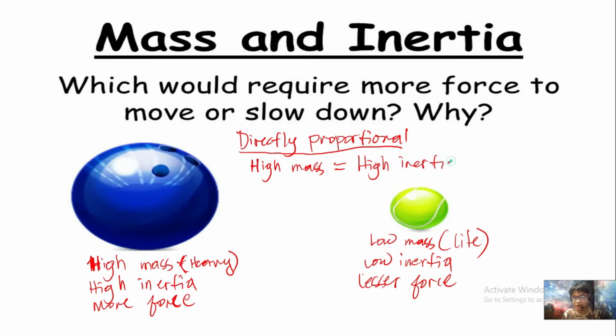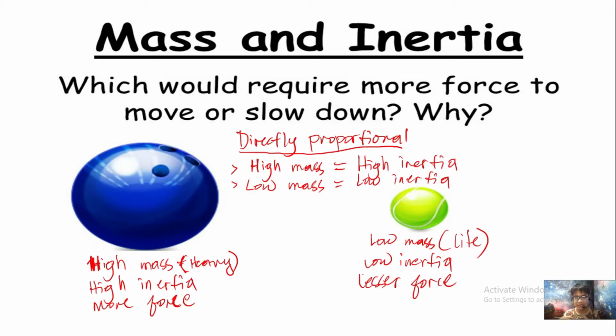So, kailangan natin ng greater force na sila ay pagalawin or pahintuin if ever they are moving. On the other way around, if the mass is low, directly proportional, so si inertia ay low din. So, we have here low inertia as well. So, that's why yung mga magagaang na bagay, mababa ang inertia nila, so mas madali po silang pagalawin at mas madali silang pahintuin. So, that is the relationship between mass and inertia. Again, mass and inertia are directly proportional to one another.